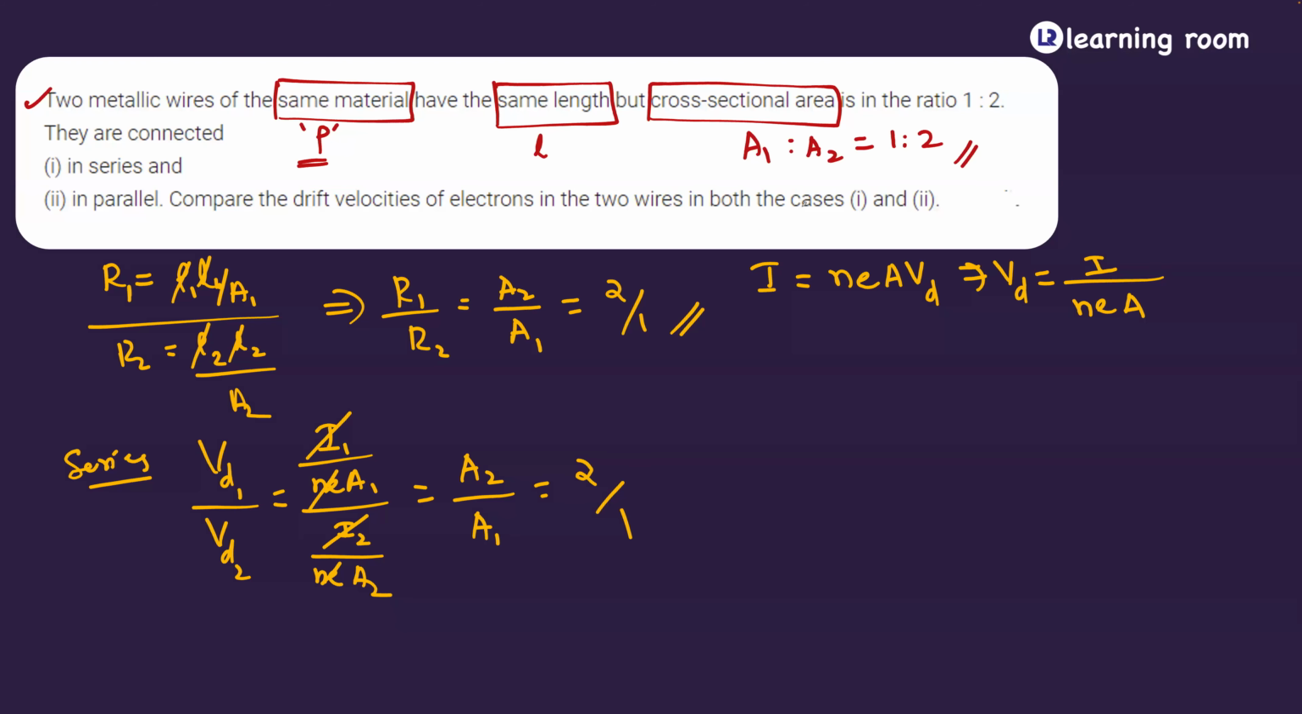The first one has smaller area of cross-section. The second one has bigger area of cross-section because it is 1 is to 2. Right? So what is happening to the drift velocity? Drift velocity is more for the first area and less for the second area. Are you able to understand? Sorry? 1 is to 1. 1 is to 1 is correct, but I'll tell you how.